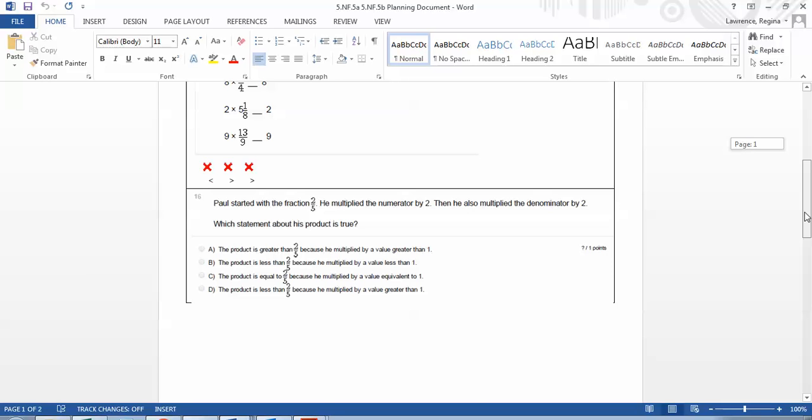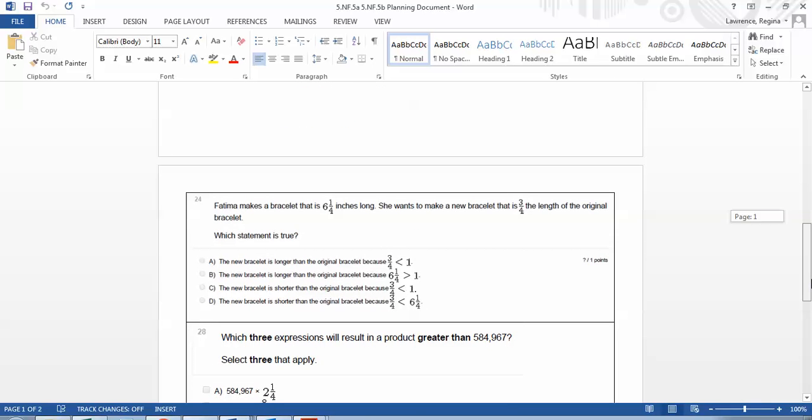He multiplied the numerator by 2, he multiplied the denominator by 2. So if I multiply 2/5 by 2 over 2, I know that 2/5 is going to be equal to 2/5 because the value is equivalent to 1. So answer choice C. And then we get into some problems like this.